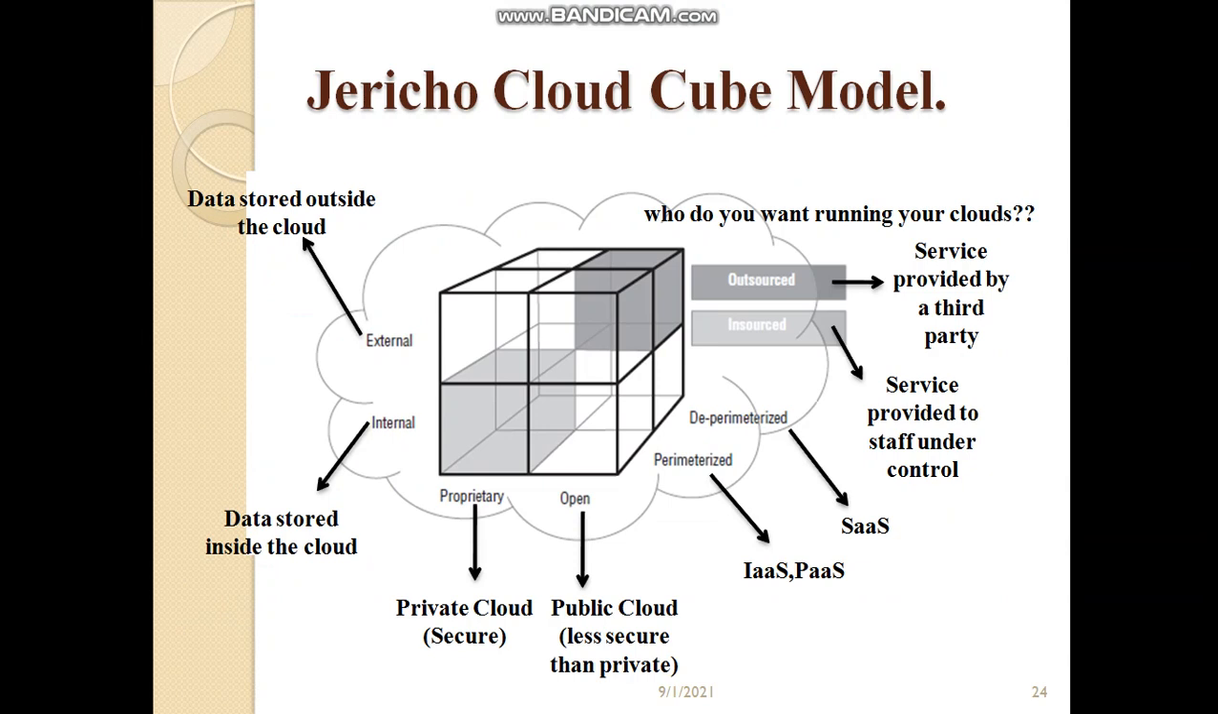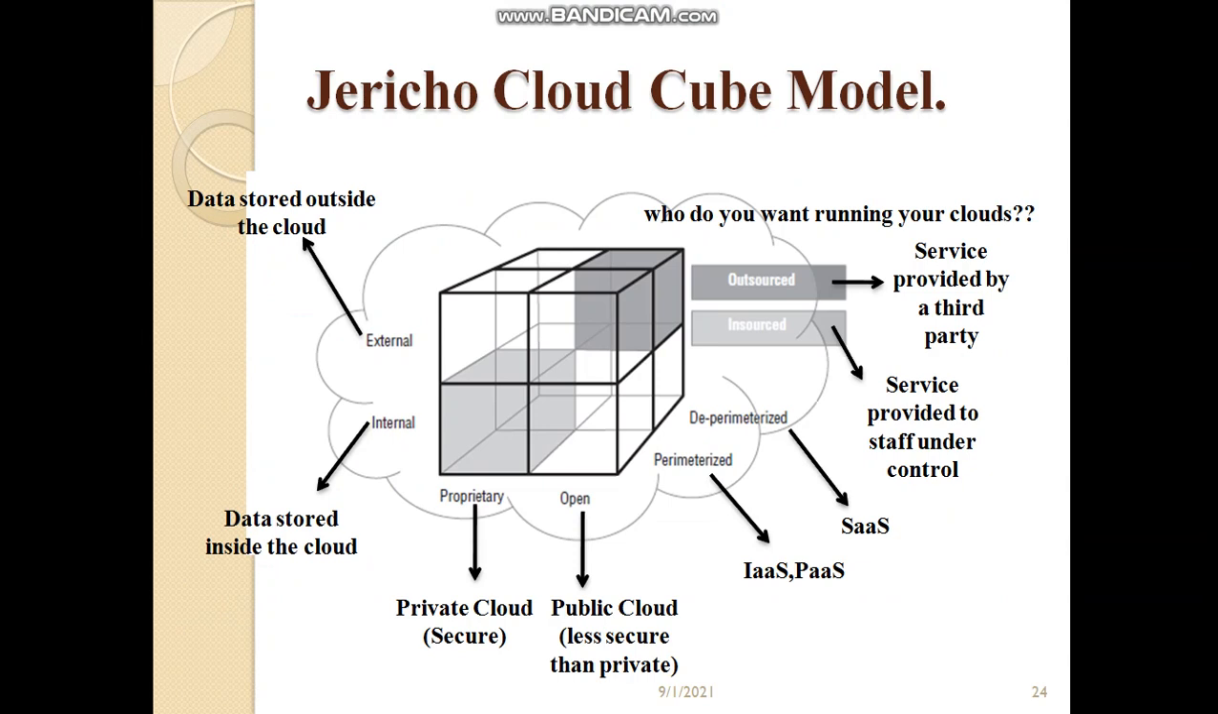Here we will see every term. The very first term is external. If your data is stored outside the cloud, that means it's external. If your data is stored inside the cloud, that means it's internal. The next is proprietary and open. If you are using a private cloud, then it's a secure one and it's your own cloud, so that's what proprietary means. Open means it's open to all, it's public, it's less secure than a proprietary or private cloud.